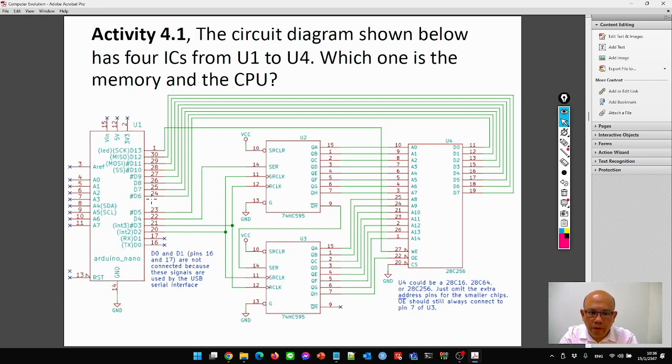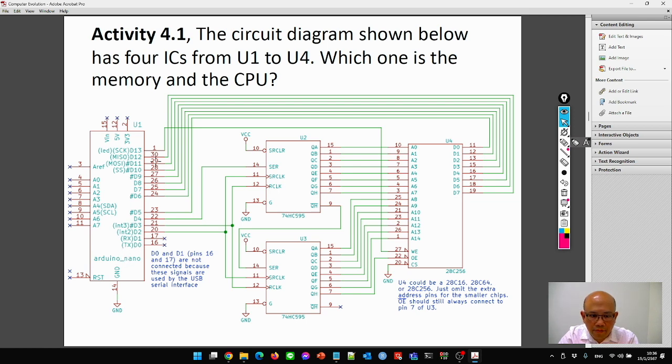Okay, now we look at activity 4.1. For this activity, I have a diagram of the Arduino microcontroller. The Arduino connects to the memory and connects to the devices. Could you tell me from the 4 boxes which one is the CPU and which one is the memory? Okay, the answer: where is the CPU? Here, this is the Arduino CPU.